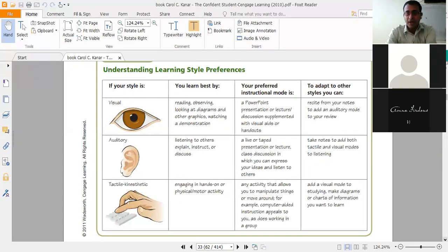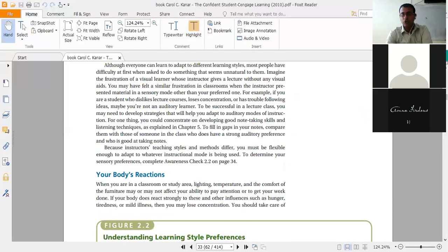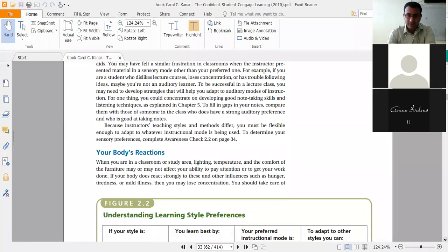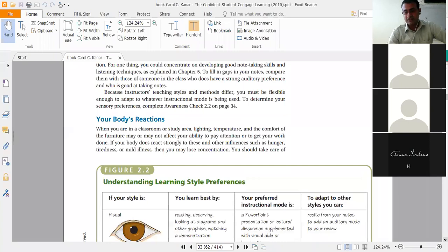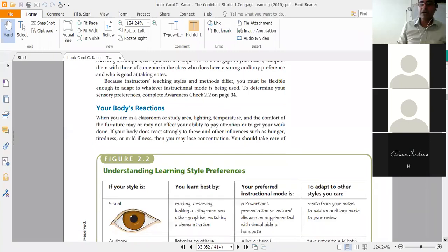ठीक है, तो फिर आपका प्रेफर्ड इंस्ट्रक्शनल मेथड ये होगा कि पावर पॉइंट है, प्रेजेंटेशन है, जबकि जो लिसनर है उसके लिए लेक्चर को सुनना है, क्लासरूम डिस्कशन है, जबकि जो हैंड्स ऑन डूइंग करेगा तो वो मैनिपुलेट थिंग्स को करेगा, मूव अराउंड करेगा, कंप्यूटर एडेड इंस्ट्रक्शंस के ऊपर जाएगा. तो इस तरह से आप अपने आप को सोच समझ के देख सकते हैं कि आपका लर्निंग स्टाइल क्या है, आप क्या कर सकते हैं, आपको क्या करना चाहिए. Is this clear?